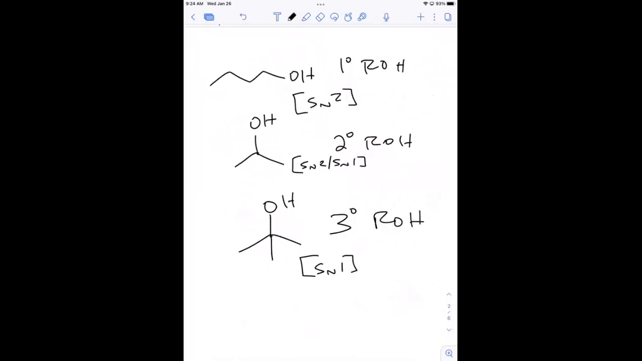If you recall from part one, SN1, give me one of the main characteristics of a reaction that goes through an SN1 mechanism. Anybody?